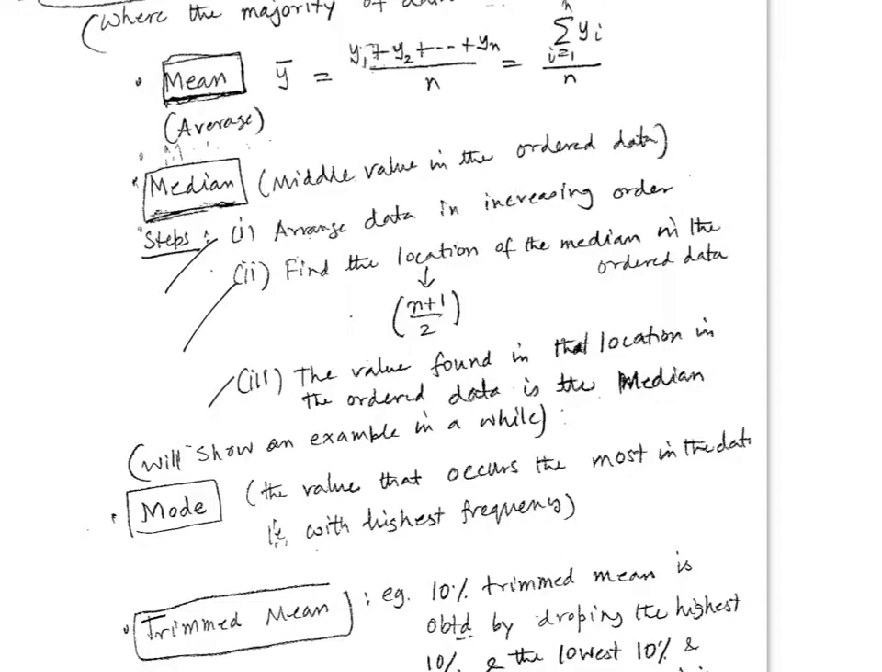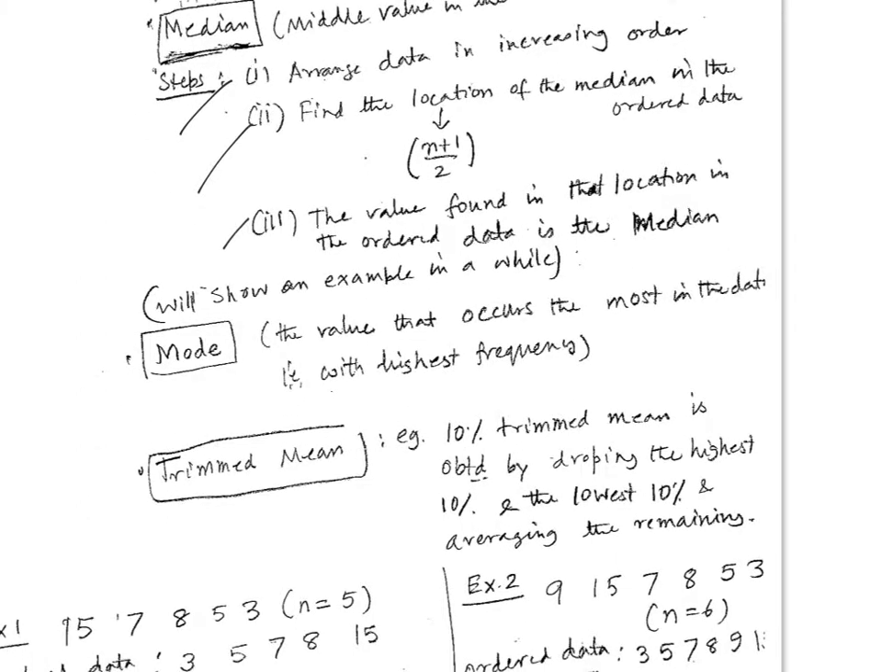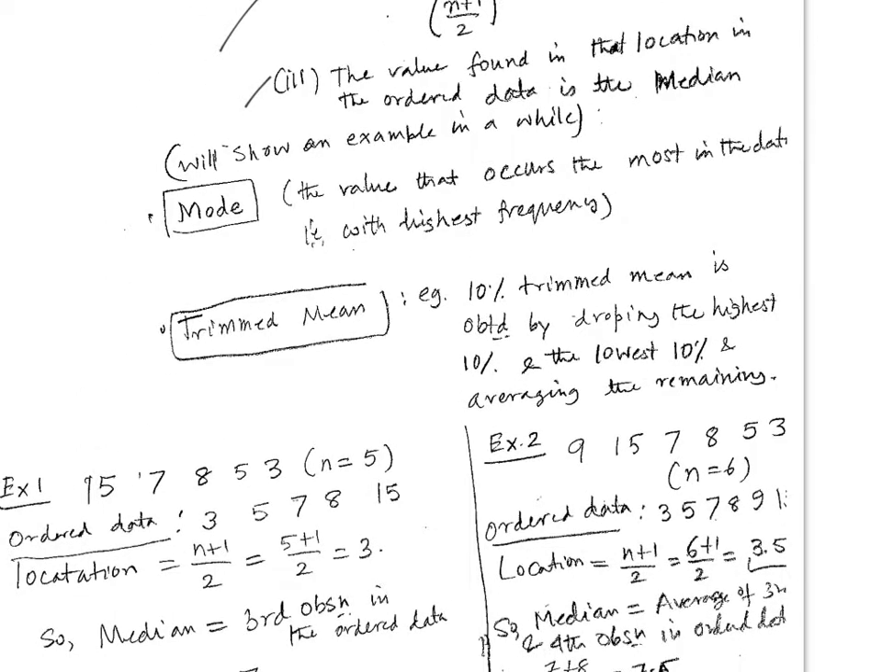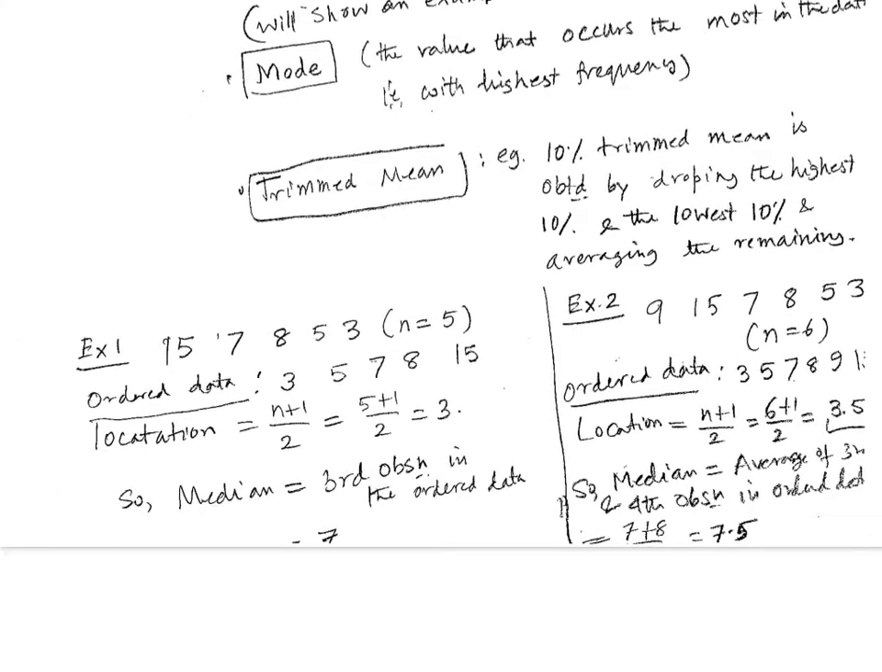Mode is simply the value which is with highest frequency. Trimmed mean, then the example for median. Look at example 1.